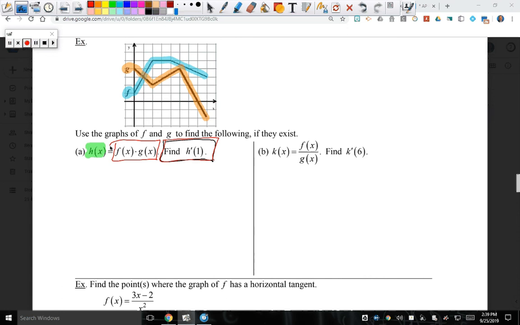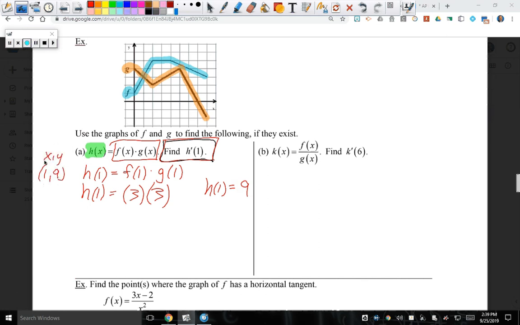Listen, if I plug in 1 right now, what I'm about to find, just humor me and go with me. What's f of 1? Anybody? F of 1 is 3, right? What is g of 1? Also 3. And h of 1 is 9. Otherwise, what we learned in Algebra 2 or Algebra 1, the position is (1, 9). Do you see it now?